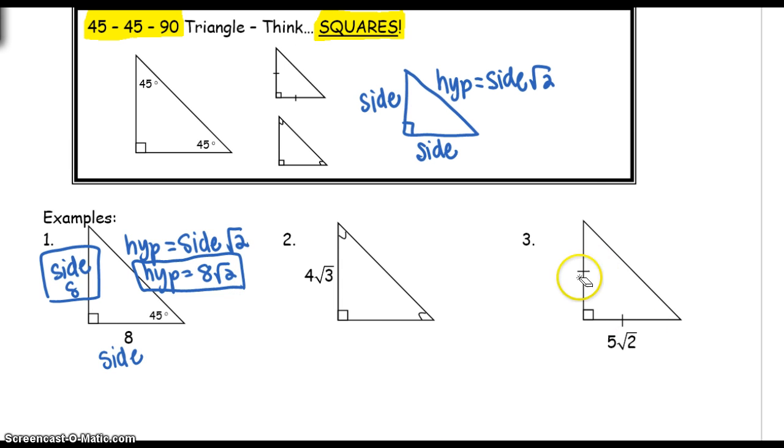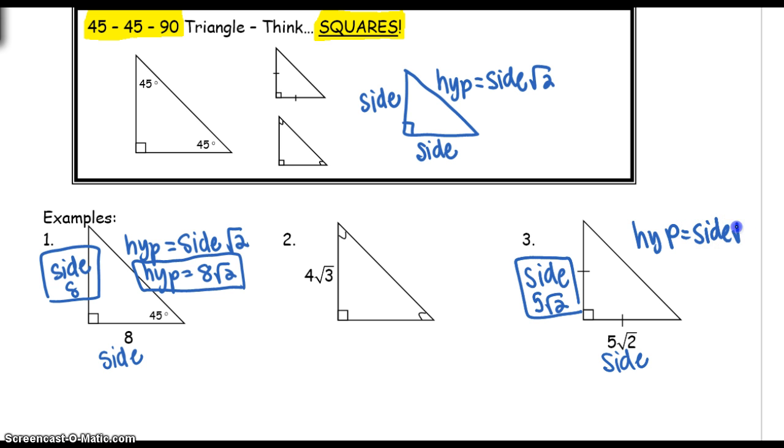On 3, do you notice that it's a 45, 45, 90 because these two are the same? Label it. So we have side, and we'll call this our hypotenuse. Well, we know the side is 5 root 2, so this will also be 5 root 2. And we know that our hypotenuse is the side times square root 2. So our hypotenuse in this situation is going to be the side, which is 5 root 2, times root 2.